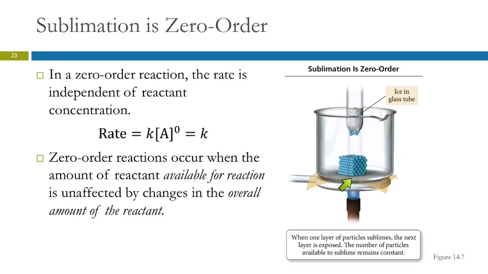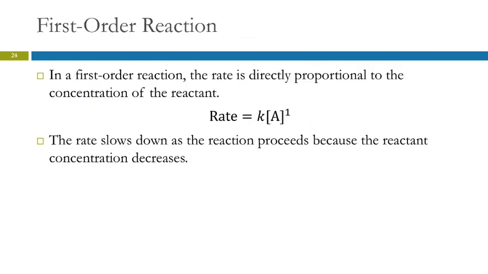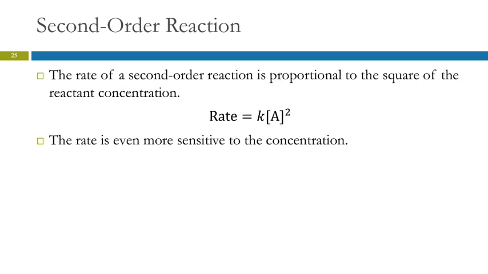As time goes on and this sublimates, the amount of the reactant that is present here in the solid form is decreasing, but the amount of reactant that's available for the reaction isn't changing. And that's why the rate doesn't change. First order reaction we see is directly proportional to the concentration. As the reaction proceeds, the rate slows down because the concentration of the reactant is decreasing. Second order, proportional to the square of the reactant concentration, so it's even more sensitive to the reaction concentration.